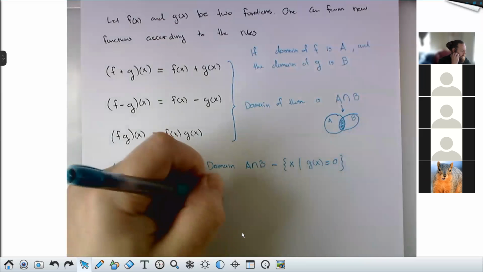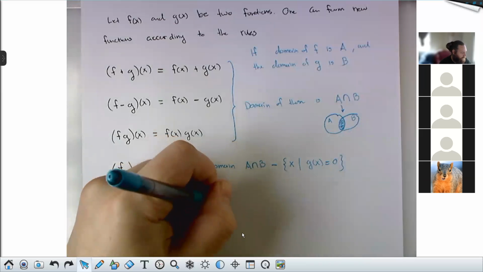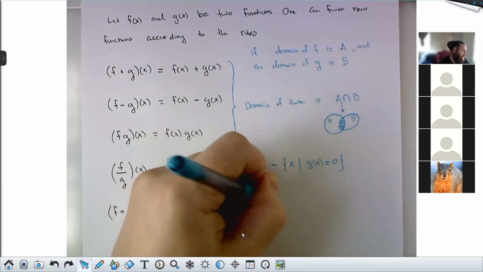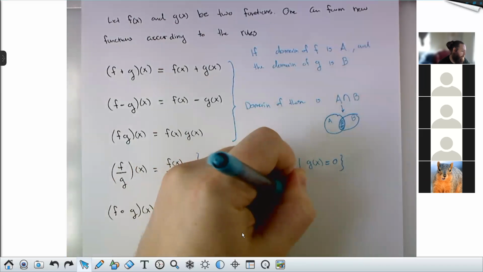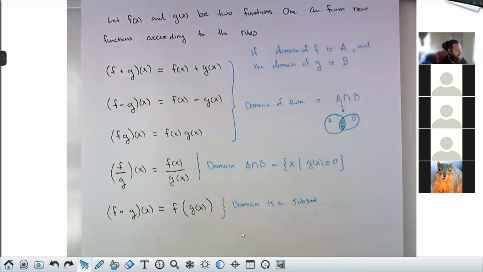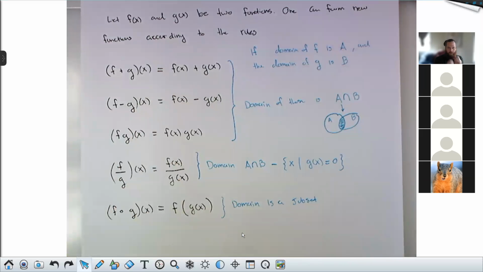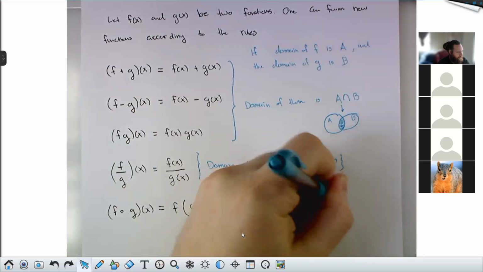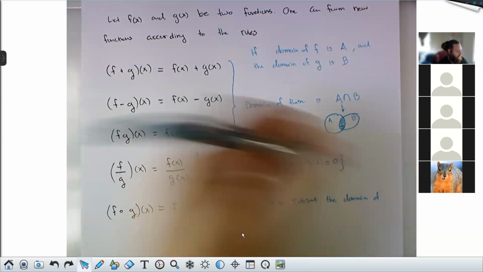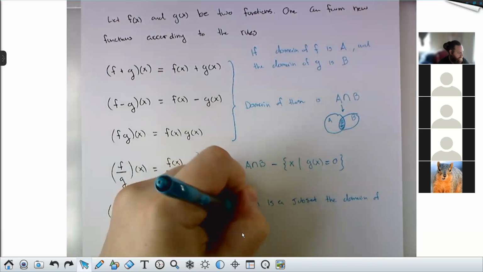So what I'll say here is, I'm not going to give you the full rule because it's a little bit complicated, but the domain here is, the math word is subset, right? So subset meaning like a little part of the domain of the inside function G.